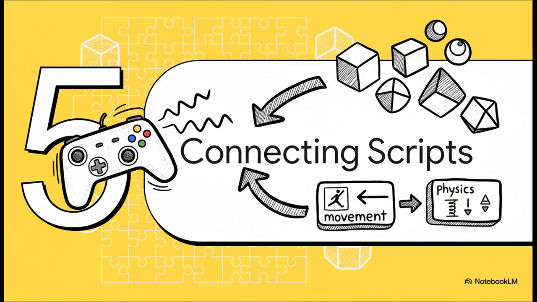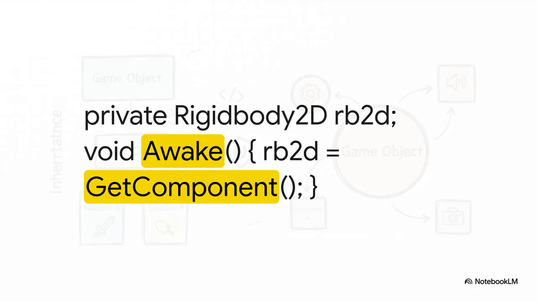All right, so our game object is like a collection of these specialized little components. But now for the final crucial piece of the puzzle. How do they actually talk to each other? How does our player movement script tell the rigid body component, hey, we need to move left now? This little chunk of code is the answer.